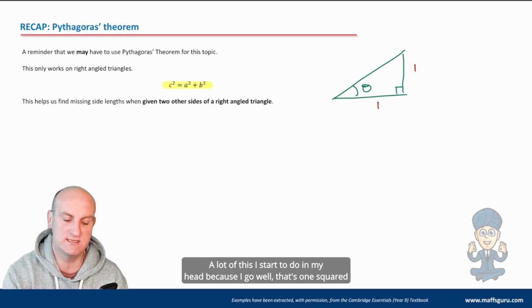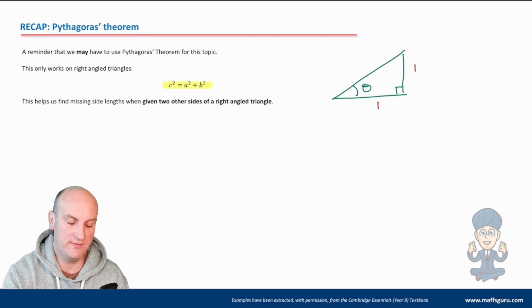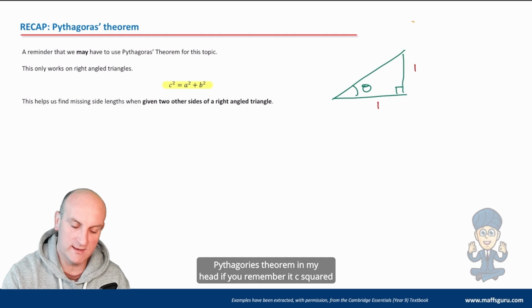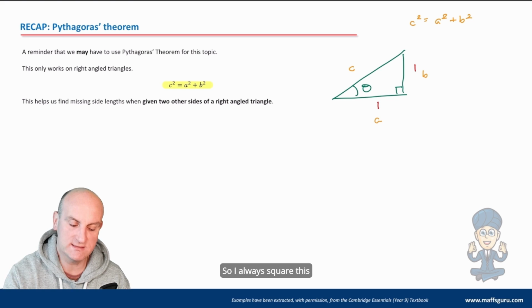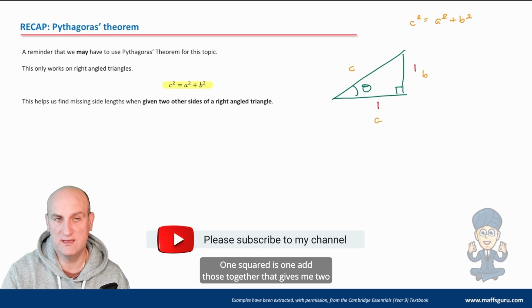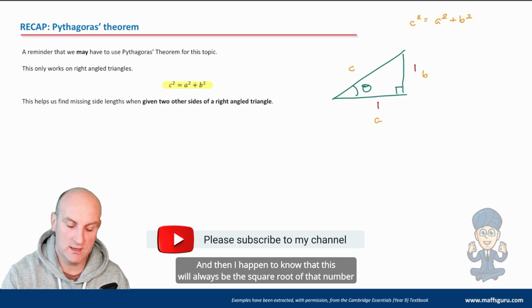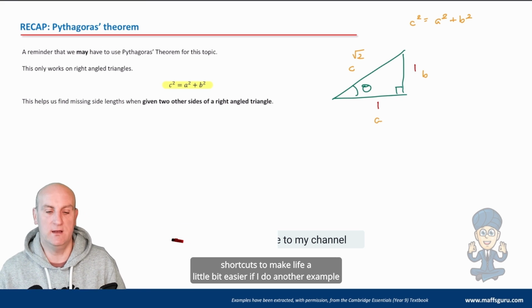A lot of this I do in my head. That's 1 squared, that's 1 squared. When I'm doing Pythagoras' theorem in my head, if you remember, it's c squared equals a squared plus b squared. I know that that's my A, that's my B and that's my C. So I always square this. 1 squared is 1, 1 squared is 1. Add those together, that gives me 2. And then I know that this will always be the square root of that number. So I know automatically that becomes root 2. These are all shortcuts to make life a little bit easier.